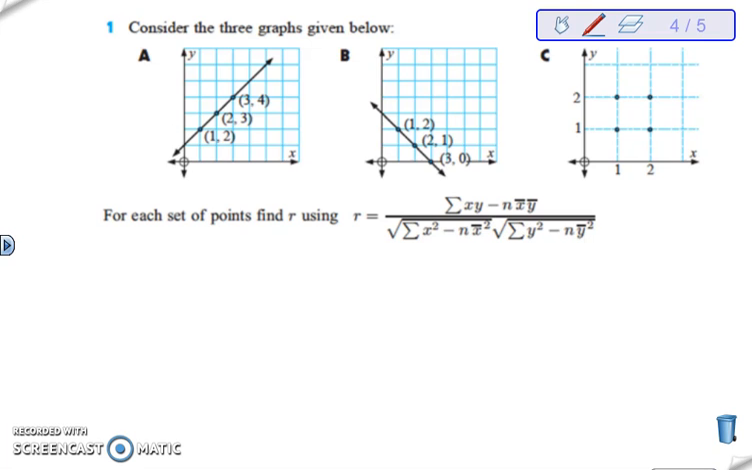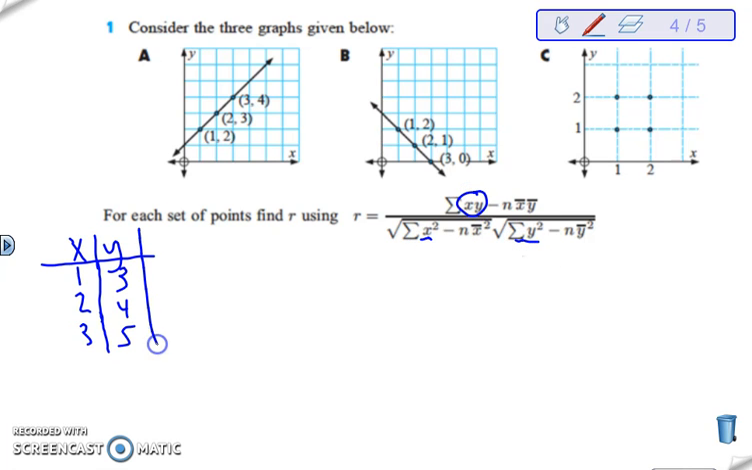I got 3 points. So what I'm going to do is make a table. X's and Y's. I said I need an X squared, I need a Y squared, and I need the X times Y. So I'm going to make 3 more columns. So let's say we do X, Y, so we're just going to go through and multiply. So 3, 8, and 15. Oops, misread that. Got ahead of myself.